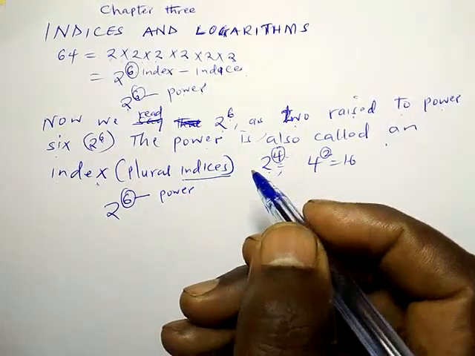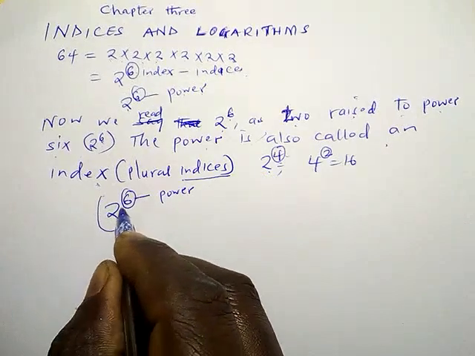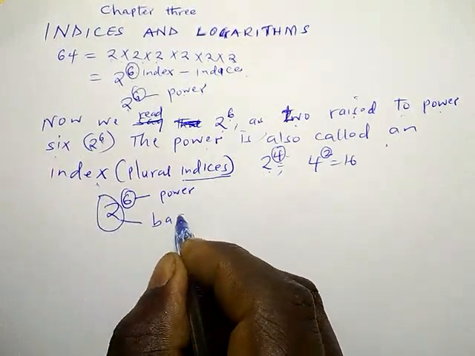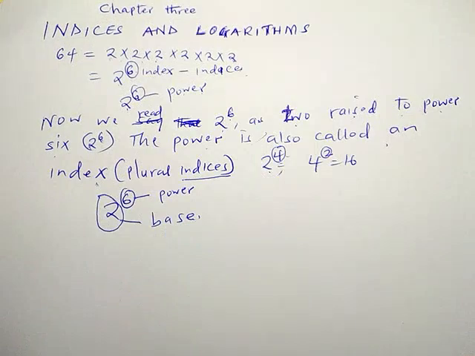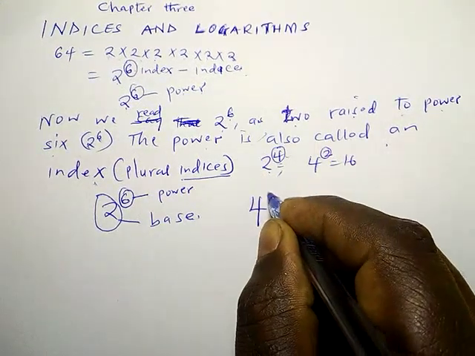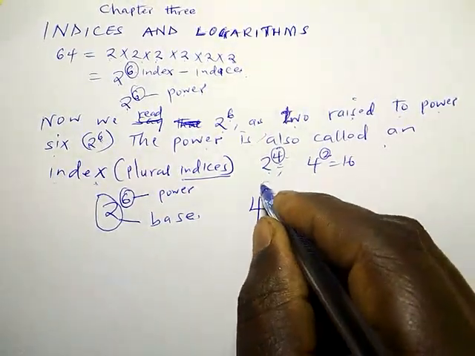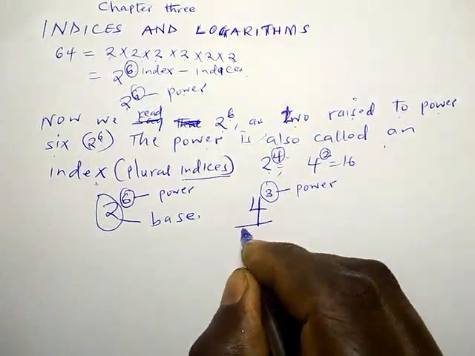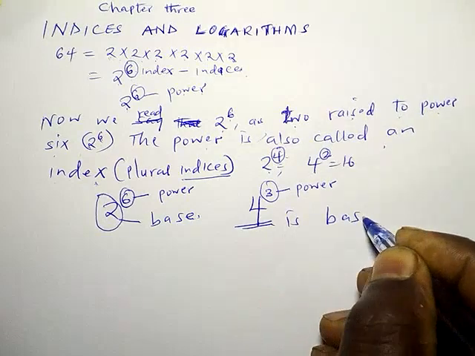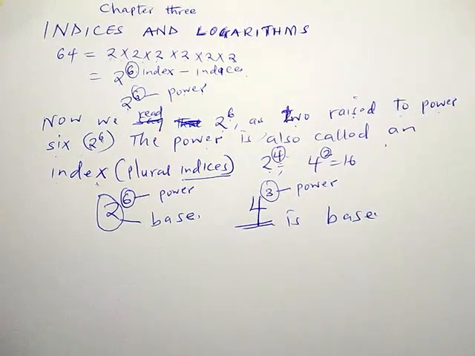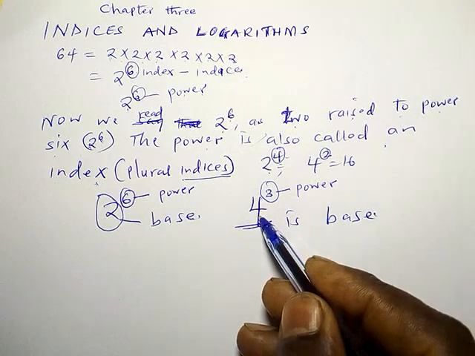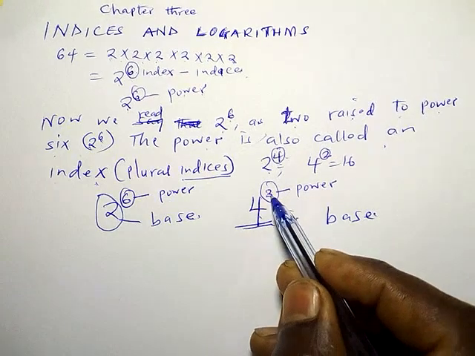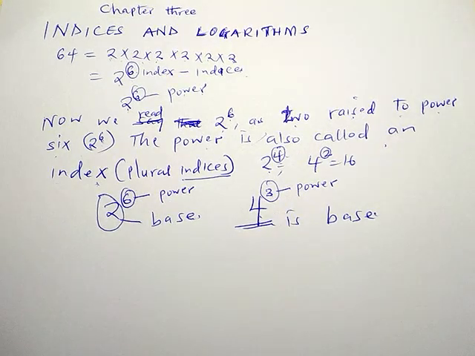We have said that. Now what about this number 2? 2 is the base. So if I have 4 raised to power 3, 3 is the power or the index, 4 is the base. Those are the major important things that you must master. That 4 is the base, 3 is the power. Very important.